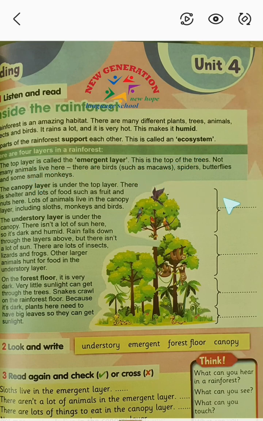Let's start with the first part of the rainforest. It's called the top layer or the emergent layer. It is at the top of the rainforest. You can see it from the air. If you are in a helicopter or on a plane or flying, you can only see this layer, the top layer or the emergent layer. This is the top of the trees.